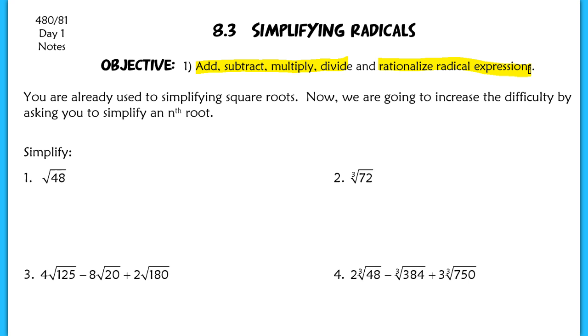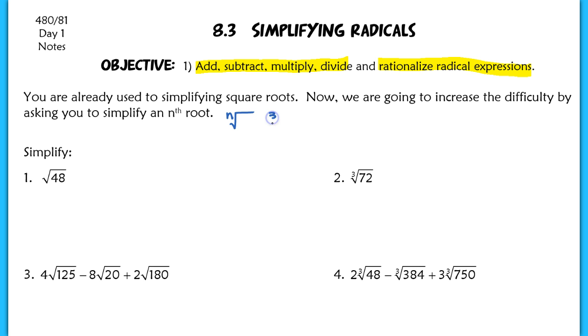Now you might have seen that in Algebra 1 or even geometry, but now we're going to take it a little step further here by asking you to simplify and rationalize nth roots. So in this course we've been simplifying square roots, and now we're going to simplify things like the nth root. So an nth root is of this form here, okay?